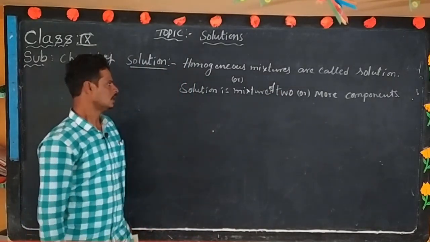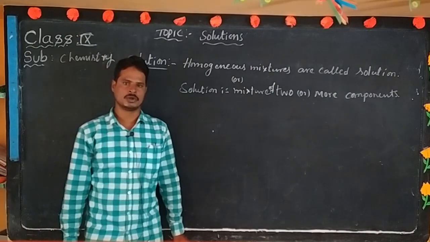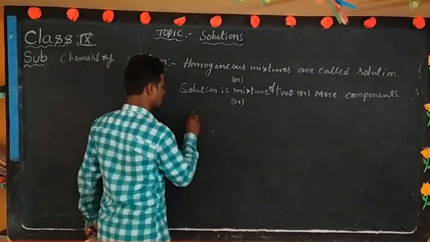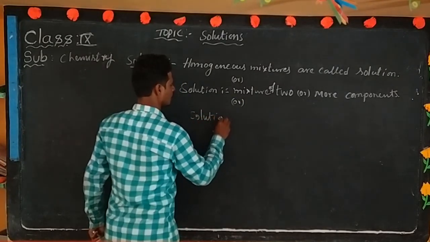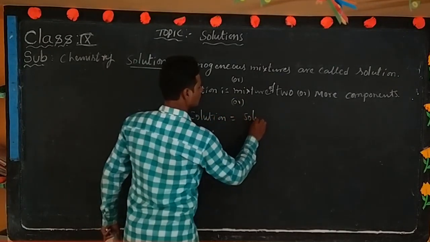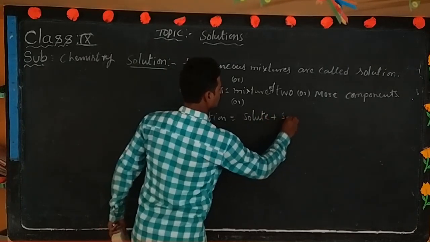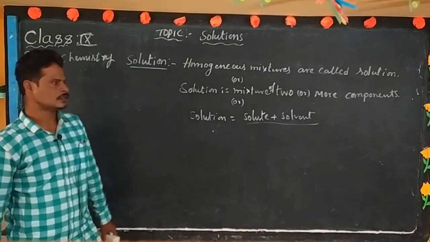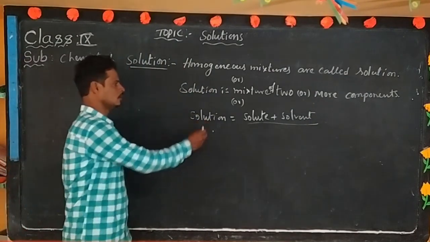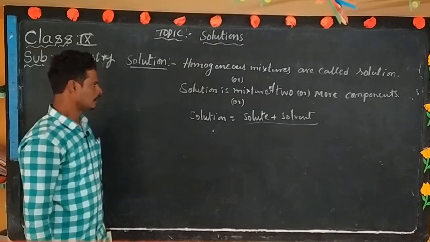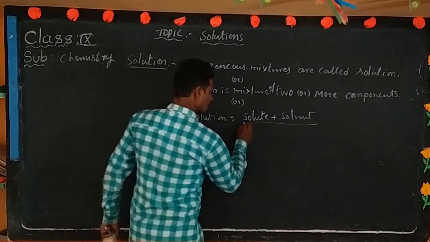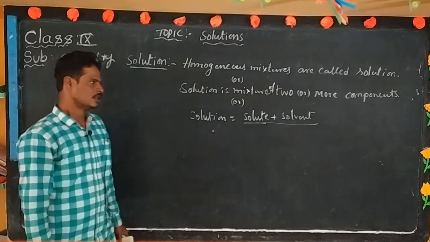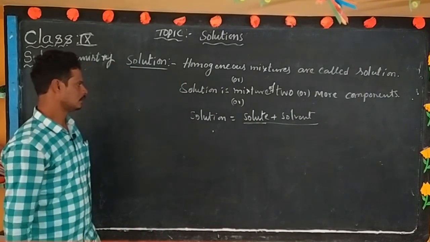What are they? Here the solution contains mainly two components. We should also write this: solution equals solute plus solvent. Here two components are there. Solute is one component, solvent is one component. That is called a solution. So here, what is solute, what is solvent? Suppose we consider an example.